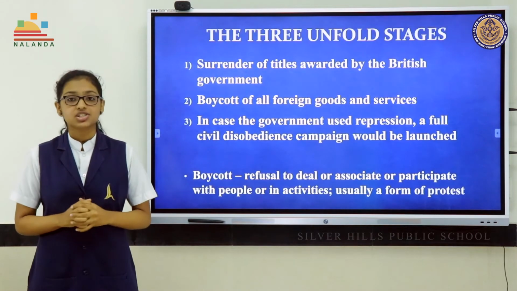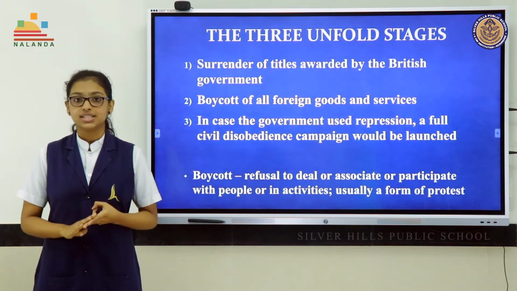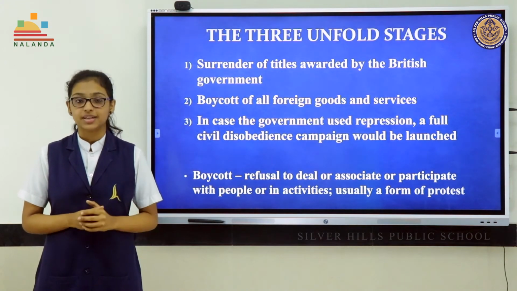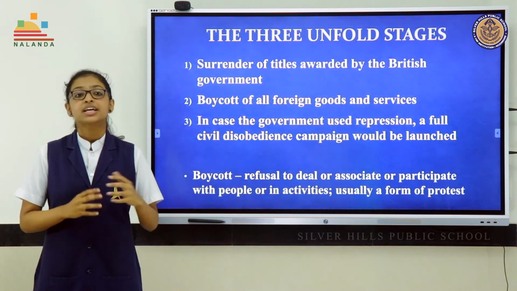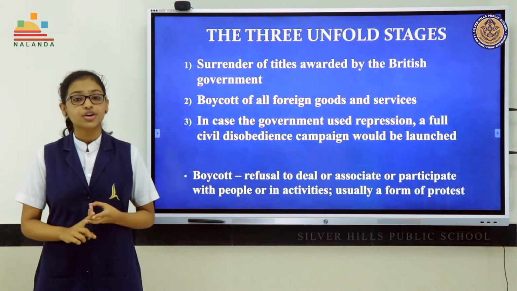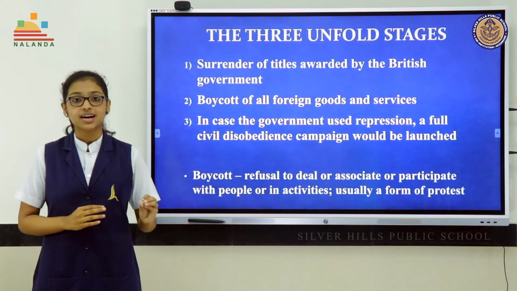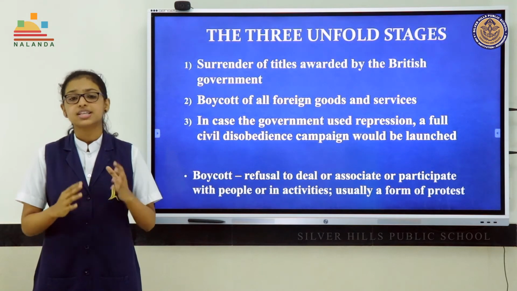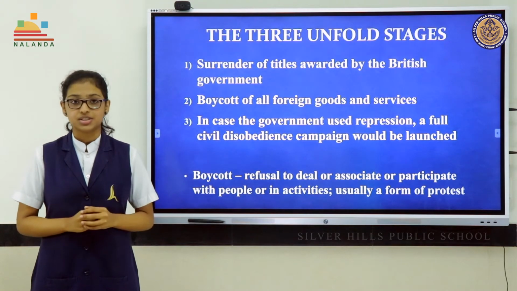The movement was launched and introduced in 3 stages. It was meant to unfold in stages. The first stage was the surrender of titles awarded by the British government, in which people had to surrender all the titles awarded by the government, including ministry, awards, medals, etc. The second stage was the boycott of all foreign goods and services, in which people had to boycott and discard all the foreign goods they used, from clothes to utensils to toys and everything. People also had to give up their services in the government institutions.